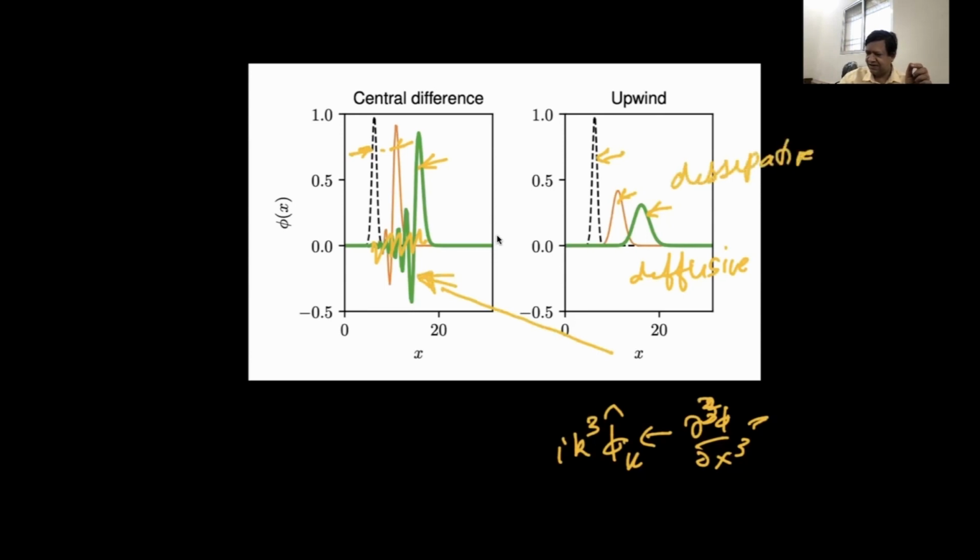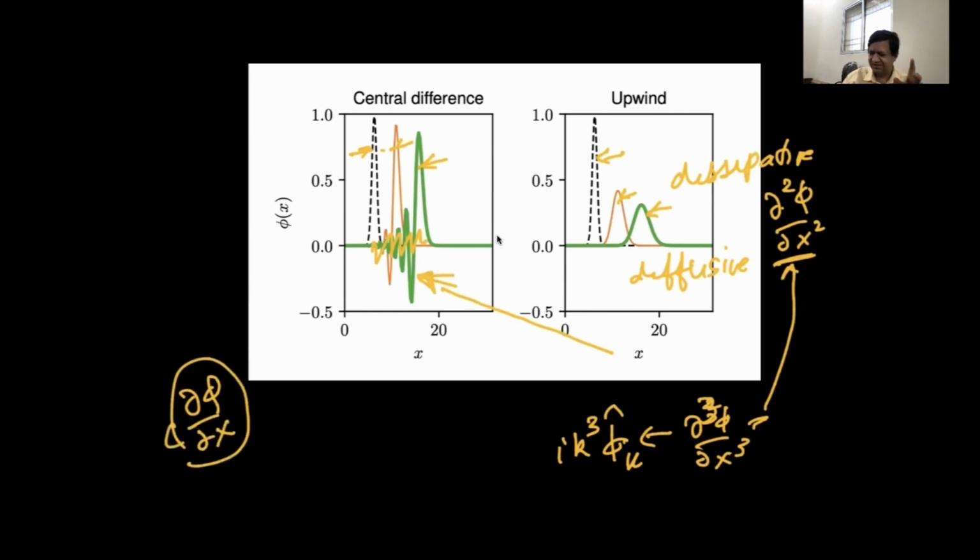And this is dissipative. What it does is it introduces the term d squared phi by dx squared. Both these terms do not exist in the system. We have the equation d phi by dt plus c d phi by dx. But these are the terms which are generated because of the scheme adopted. So here I get the amplitude decreasing. Here the amplitude is not decreasing much, somewhat, but it's diffusing. It's just getting spread out. So both of them have trouble.